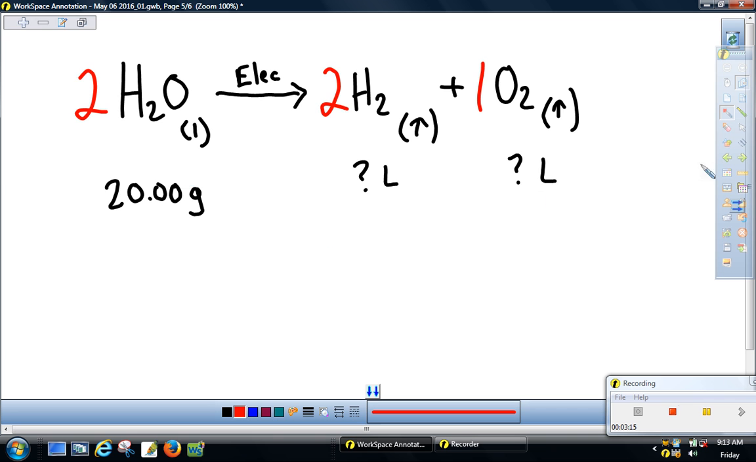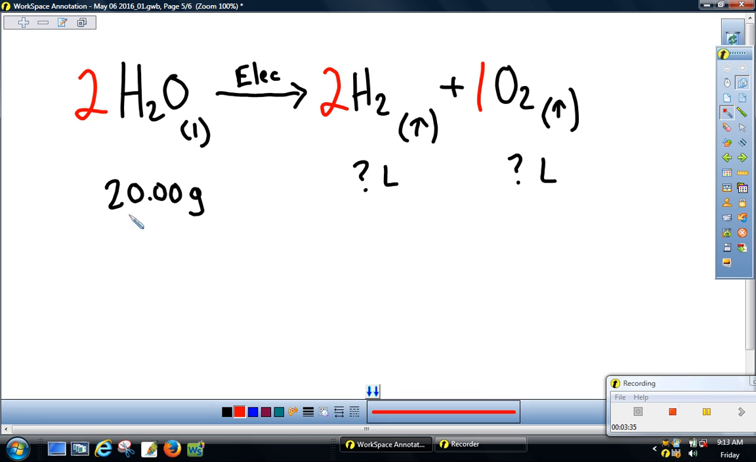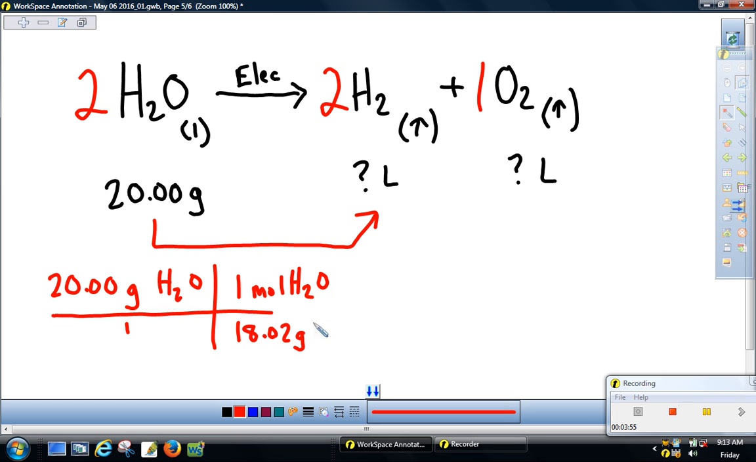So we're starting out with mass. Alright, so if we're starting out with mass, we need to divide by the molar mass to find the moles of what we know. So let's go from here to here first. So we're going to take 20 grams of H2O, and then we're going to divide it by the molar mass. So 1 mole of water is equal to 18.02 grams of water.